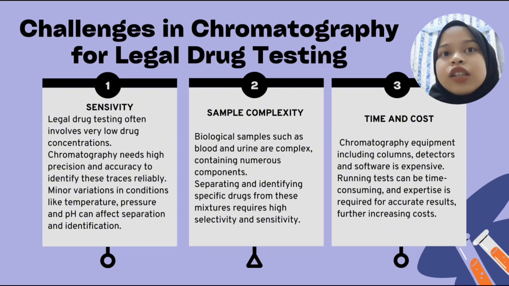Minor variation in conditions like temperature, pressure, and pH can affect separation and identification. Second, sample complexity. Biological samples such as blood and urine are complex, containing numerous components. Separating and identifying specific drugs from this mixture requires high selectivity and sensitivity.